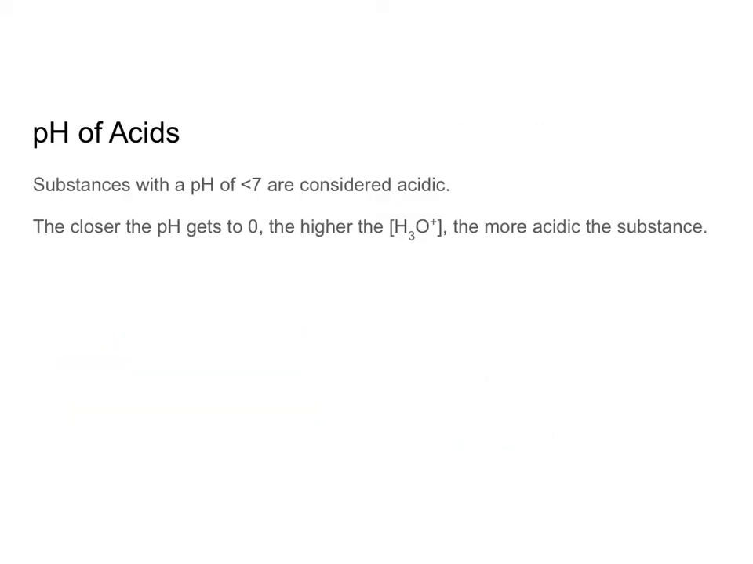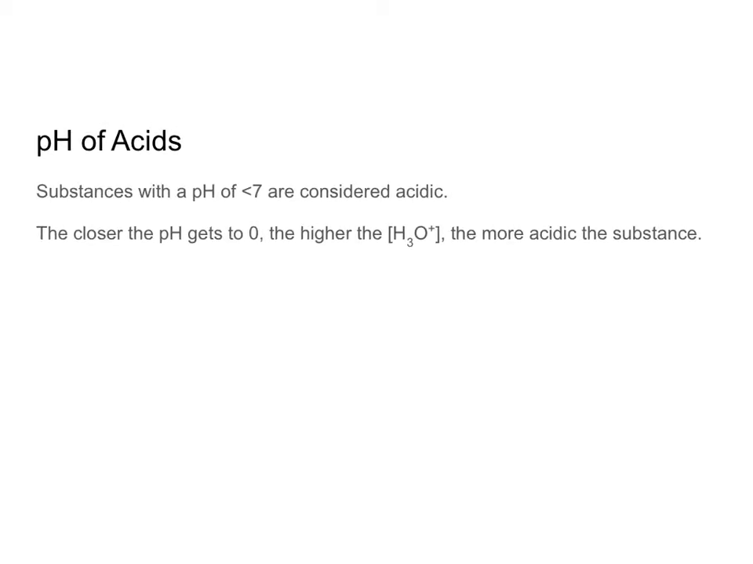Now, like we said, acids are substances with a pH that is less than 7. And the closer pH gets to 0, the higher the H3O plus concentration, or the more acidic a substance can be. So if I said that I had a scale of 1, 2, 3, 4, 5, 6, 7, right?